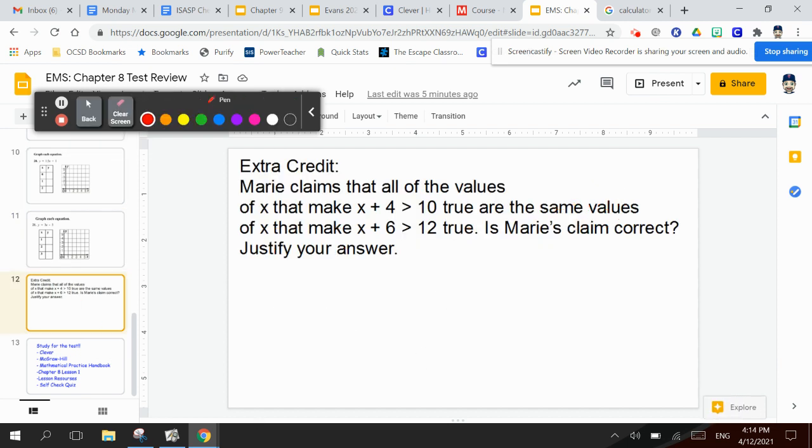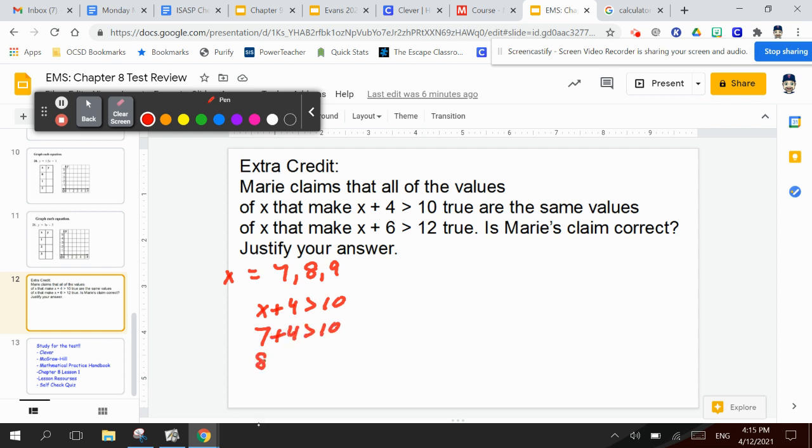The extra credit says Marie claims that all of the values of x that make x plus 4 greater than 10 true are also the same values of x that make x plus 6 greater than 12 true. Is she correct? Well, I know that 6 plus 4 is 10, so that 6 doesn't work. So let's try the numbers 7, 8, and 9. If x equals 7, 8, and 9, x plus 4 is greater than 10. If x is 7, 7 plus 4, is that greater than 10?